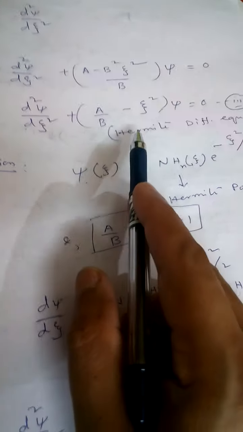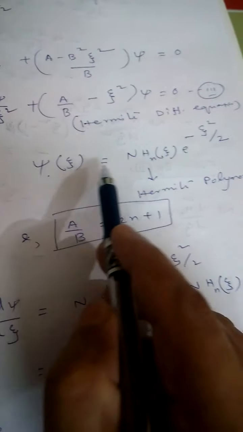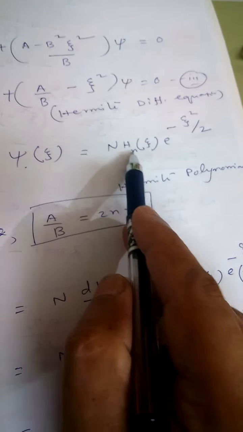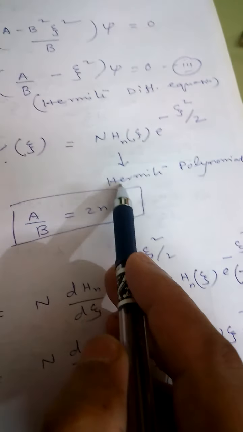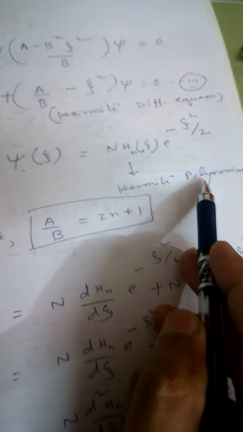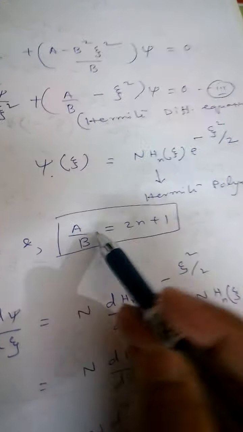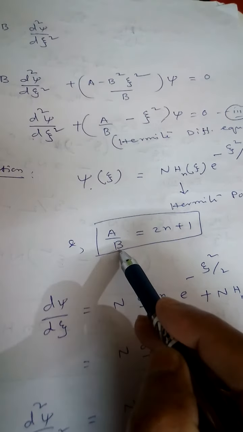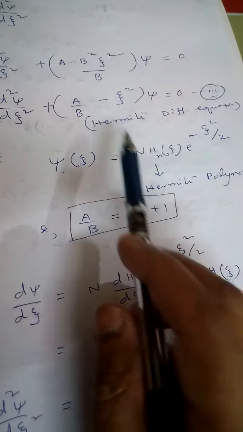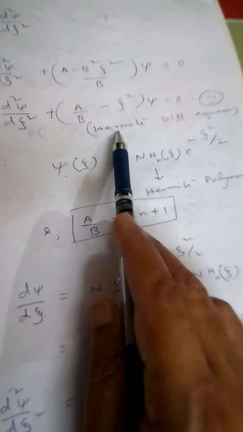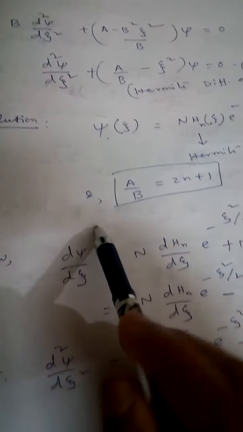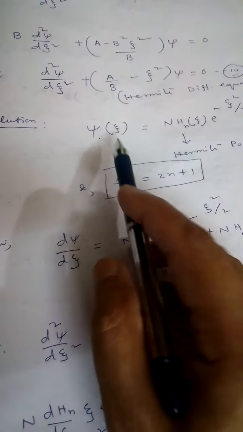To solve this differential equation, let us start with this trial solution, where psi involves a special function Hn. Hn is the Hermite polynomial, and this is the Hermite differential equation of order or degree n, where a by b is another condition, a by b equals 2n plus 1. Since it is a differential equation of degree n, a by b equals 2n plus 1. Okay, so this is our psi.